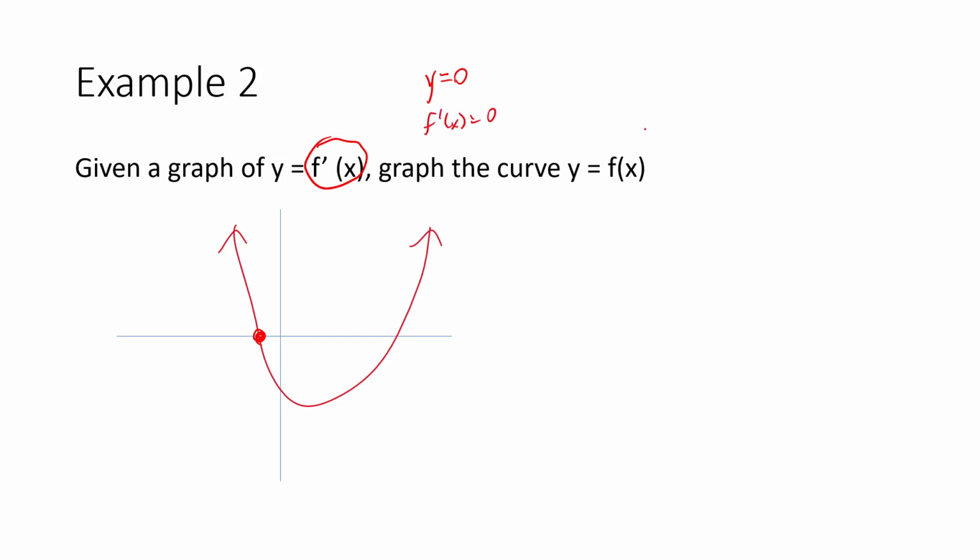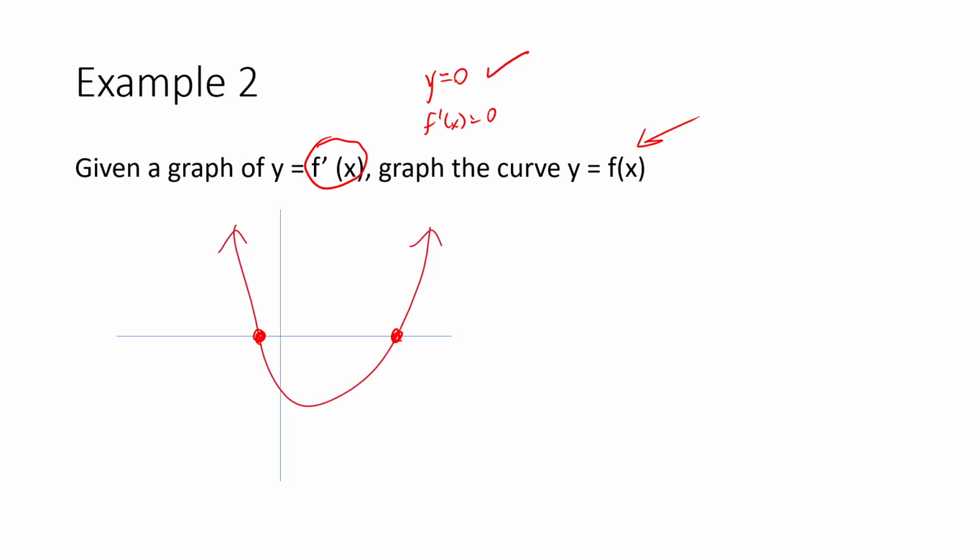Well, they want me to graph y equals f of x. So I need to make sure that I'm going to graph a curve that has a horizontal tangent at that x value. So for instance, that x value looks like it might be about -1. I'm going to make sure that I draw a curve that has a horizontal tangent at an x value of -1. Over here at this x value right there, the y value there is also equal to 0.